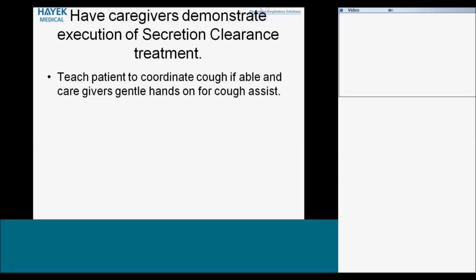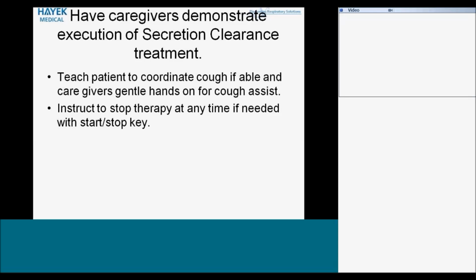Whether the patient is assisting with that or is unable to assist, it makes almost anybody an expert at manual assist cough maneuvers, because you're getting the cuirass as a helper. Make sure the family learns how to do that. Make sure the patient learns how to coordinate their cough efforts with the cycling of the machine.